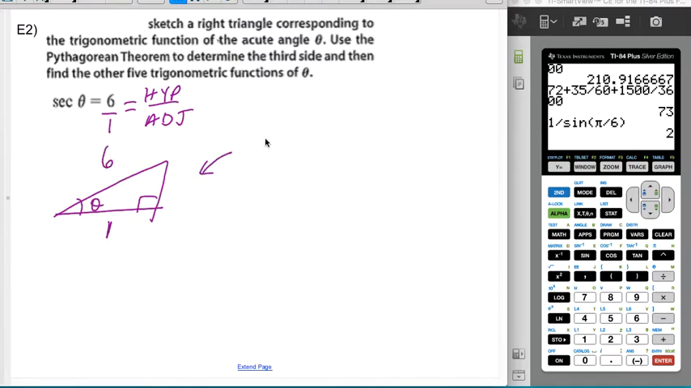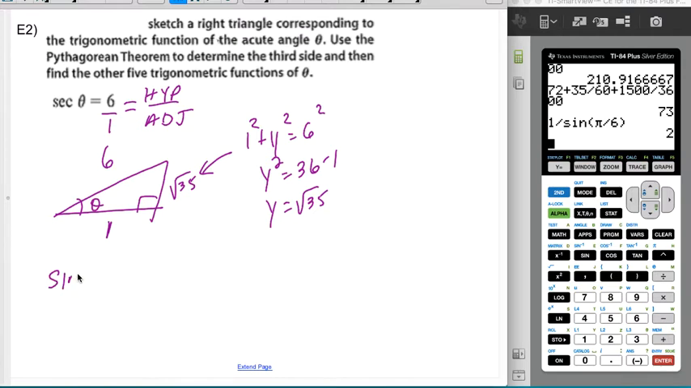I'll call it y because it's up and down. So I'm going to say 1 squared plus y squared equals 6 squared. So y squared seems to be 36 minus 1. Y seems to be the square root of 35, which is about as nice as it gets because 35 doesn't have any perfect square factors or anything else. So now I can find all of the trig functions.